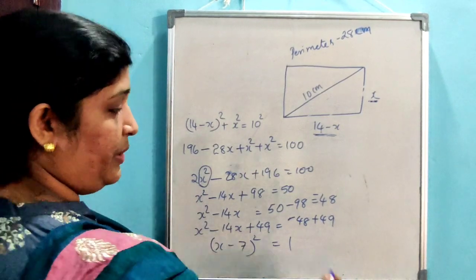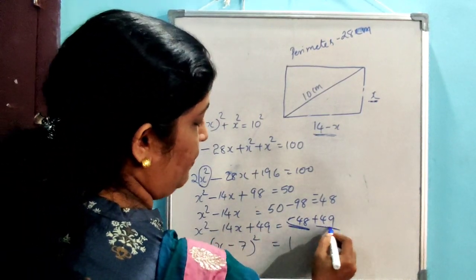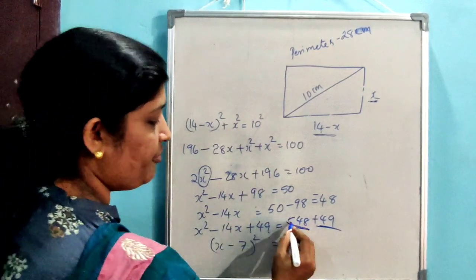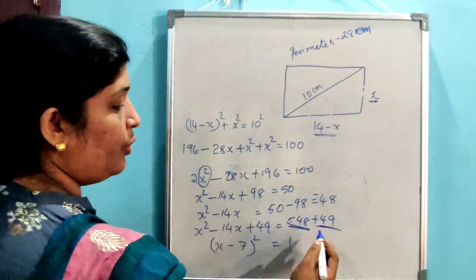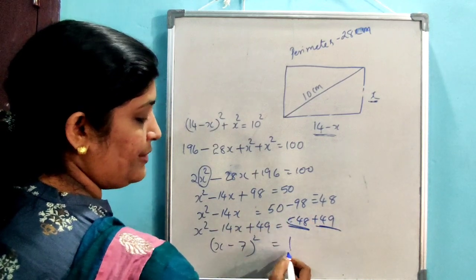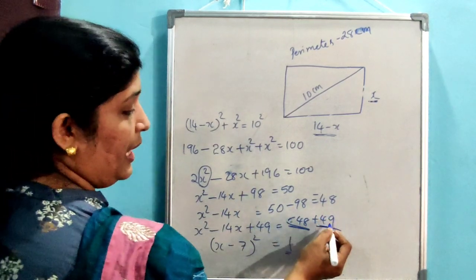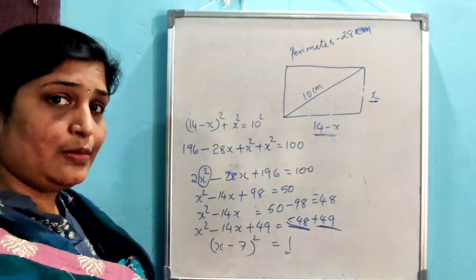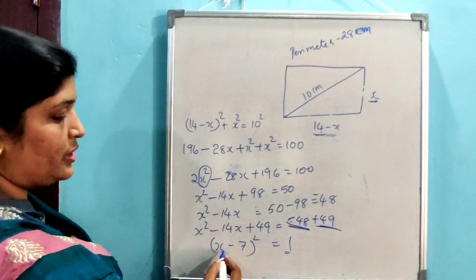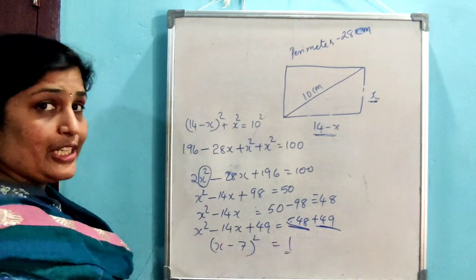But 1 is a perfect square. See, minus 48 and plus 49: different signs means difference. So 49 minus 48 is equal to 1, and here the bigger number is positive, so the answer is positive 1. So we have x minus 7 the whole square is equal to 1.